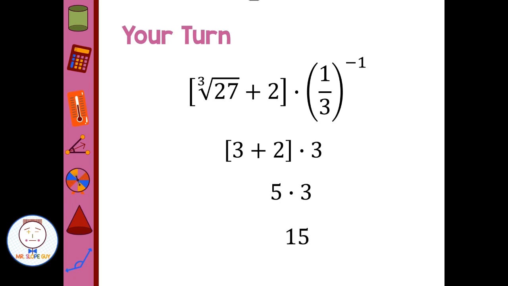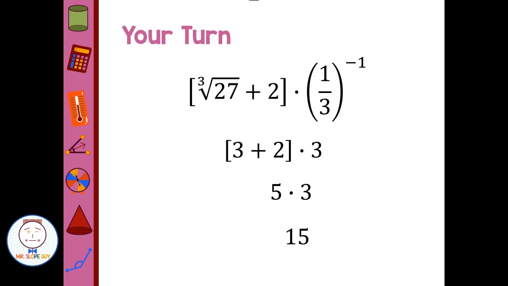So PEMDAS, or please excuse my dear Aunt Sally, is a great way to remember your order of operations. You just have to remember that the multiply and divide go together from left to right, and the add and subtract will be your last step from left to right. Work on your grouping symbols. You want to work from the inside out, doing your whole order of operations each time within your grouping symbols.